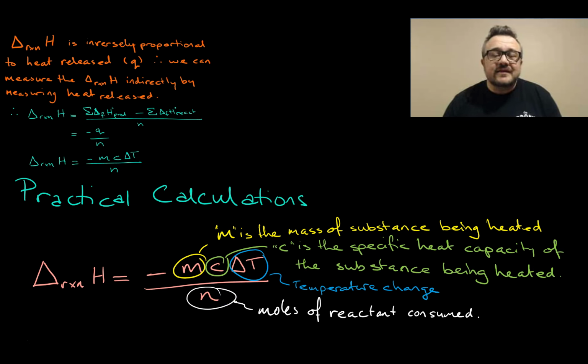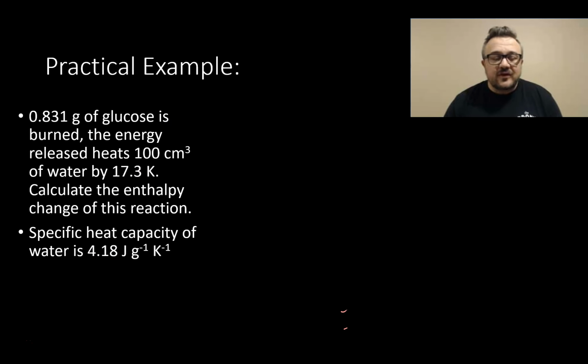Now let's have a look at this equation. So, if we have 0.831 grams of glucose and we burn that, and we heat up 100 centimeters cubed or 100 milliliters of water, which is 100 grams of water, by 17.3 Kelvin, let's calculate the enthalpy change of this reaction. And we need to remember the specific heat capacity of water is 4.18 joules per gram per Kelvin. So let's have a look.